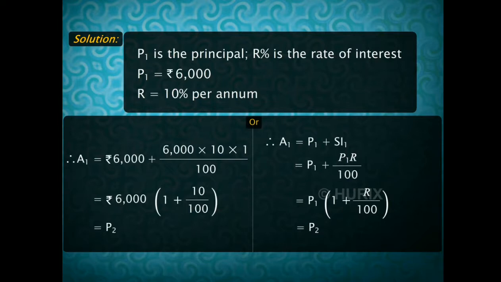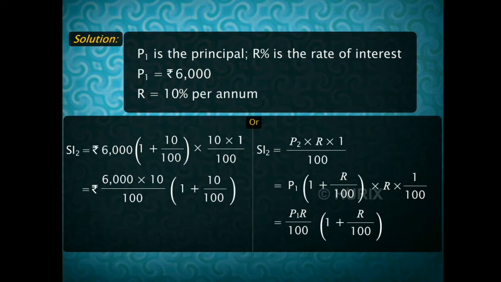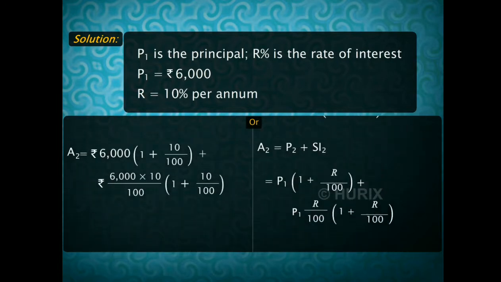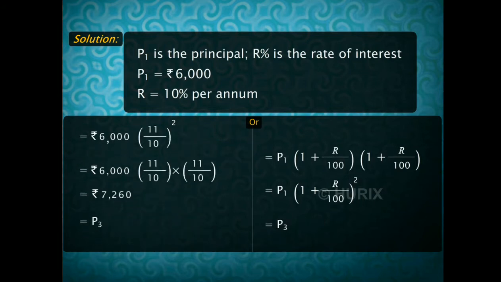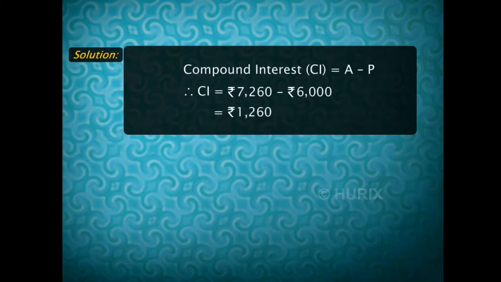This amount becomes the principal for the second year, which we consider as P2. Now, let the simple interest for the second year be SI2. We find SI2 using the principal P2. Then we find the amount payable at the end of the second year. Let the amount be A2. This amount becomes the principal for the third year. The compound interest, CI, can be calculated by subtracting the principal from the amount.